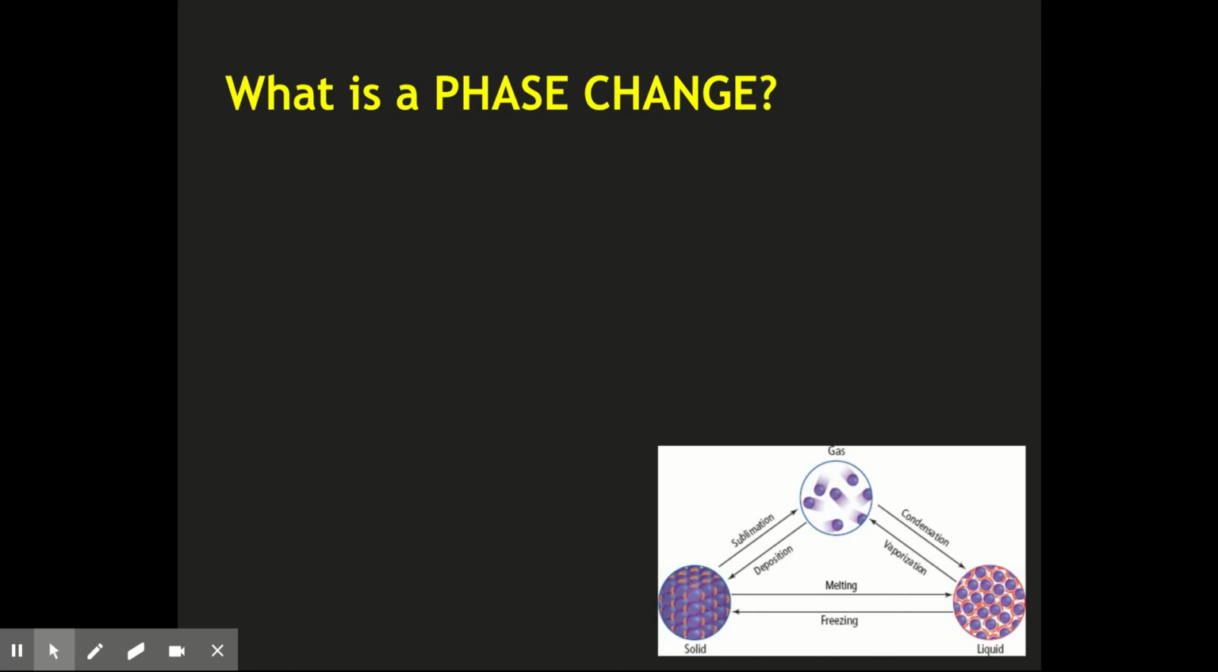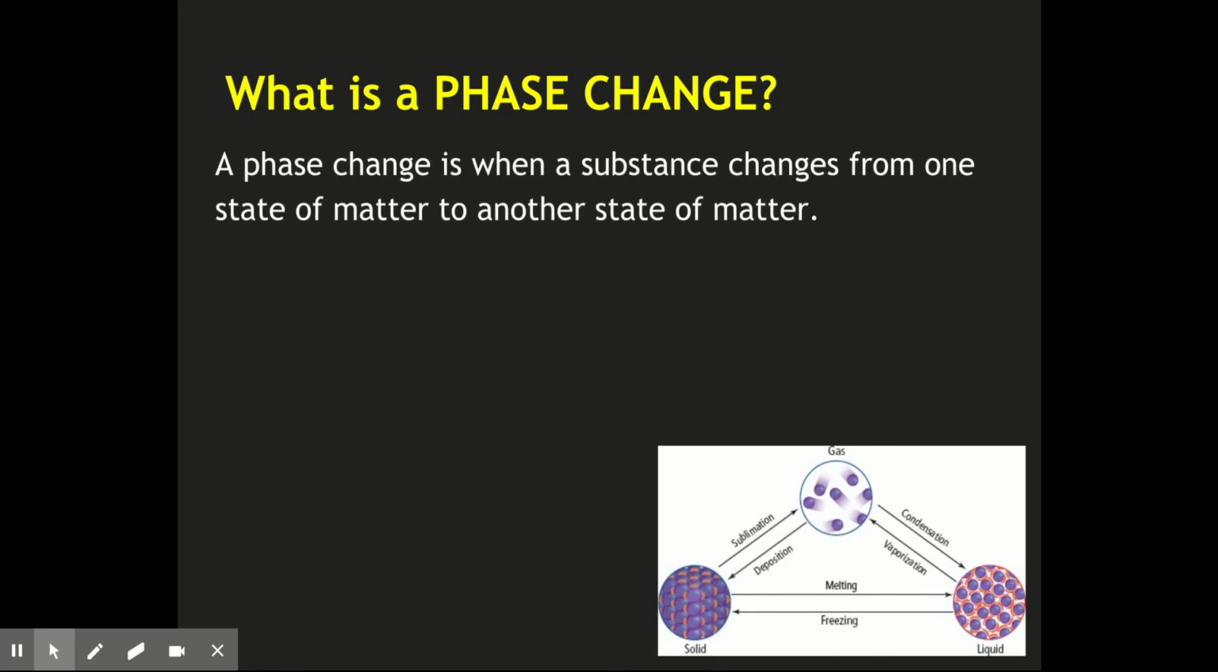So, what is a phase change? A phase change is when a substance changes from one state of matter to another state of matter. Well, what were those states of matter that we just did? Solid, liquid, gas, plasma. Well, when they change from one of those states of matter to another, that is called a phase change.